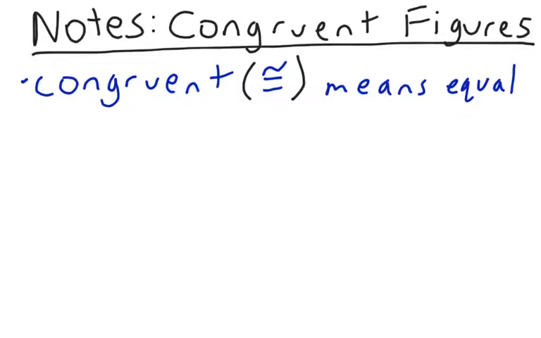Congruent is denoted by the symbol with an equal sign with a little squiggly on top, and that just means it's equal to. You can see that you have an equal sign with it, so that's how you can remember that congruent means equal to.